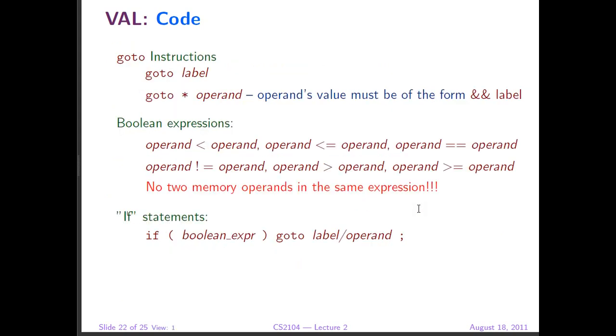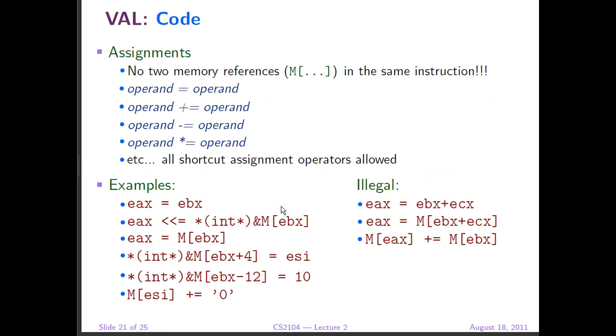Go-to instructions are allowed, both kinds: fixed label and computed go-to, and this must be an operand. We can go to a computed operand. Most likely, these will be array elements containing addresses of labels. Boolean expressions: all the Boolean expressions are allowed, but we don't allow 2 memory operands in the same expression. Not here, and actually not here either. No 2 memory references in the same expression. So this is illegal.